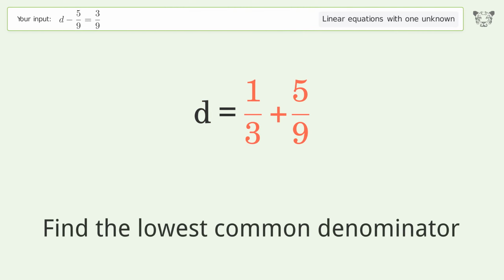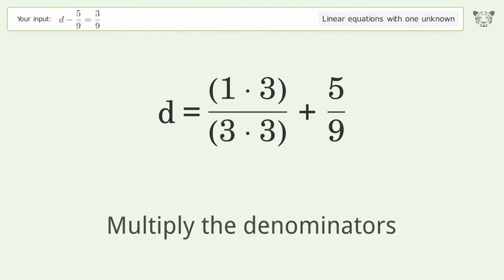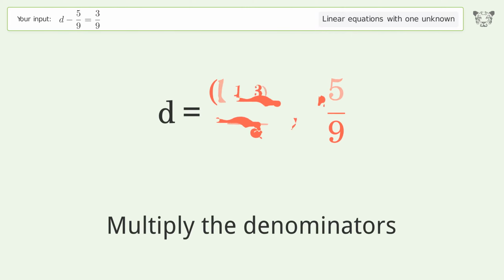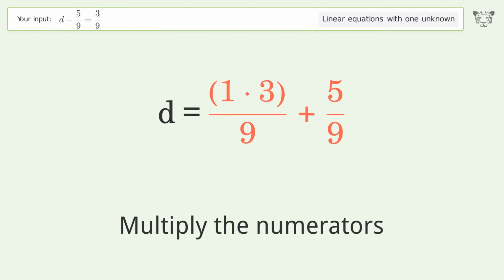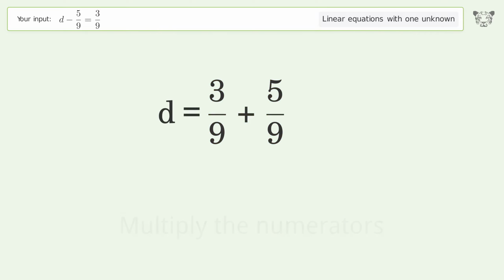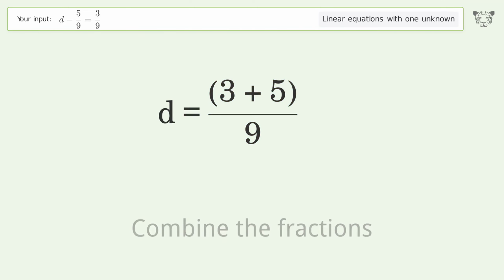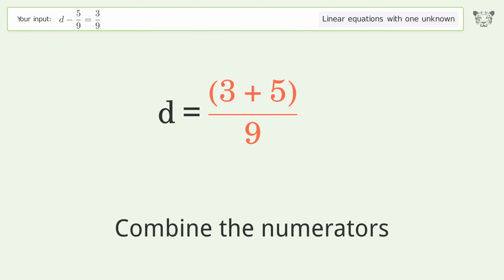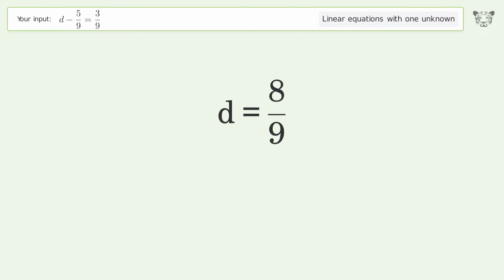Find the lowest common denominator. Multiply the denominators. Multiply the numerators. Combine the fractions. Combine the numerators. And so the final result is d equals 8/9.